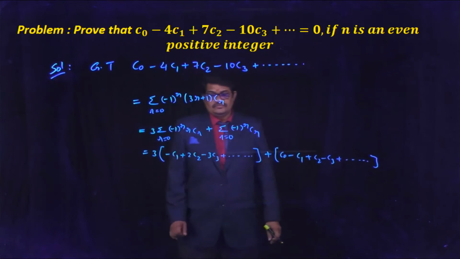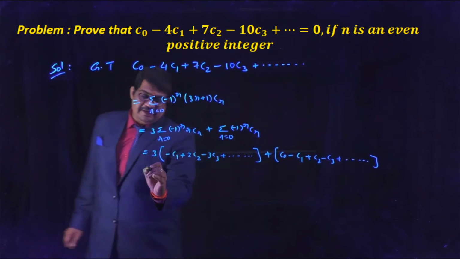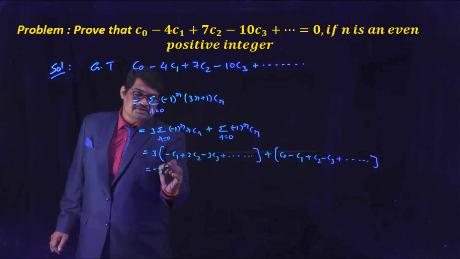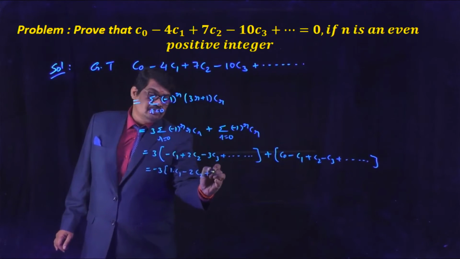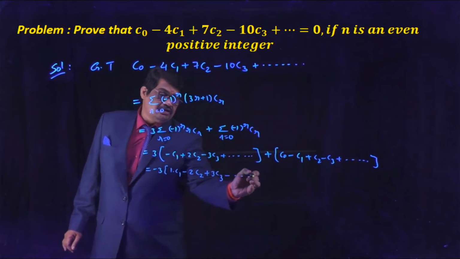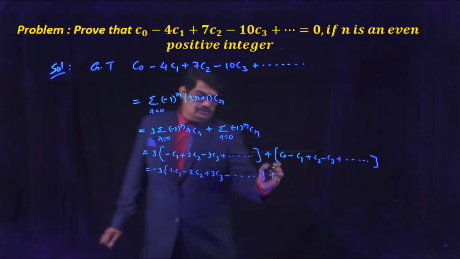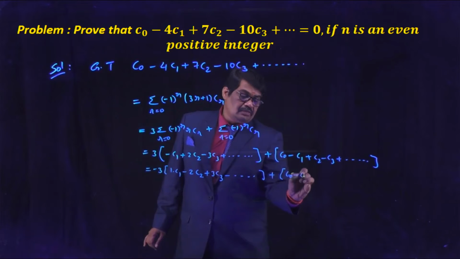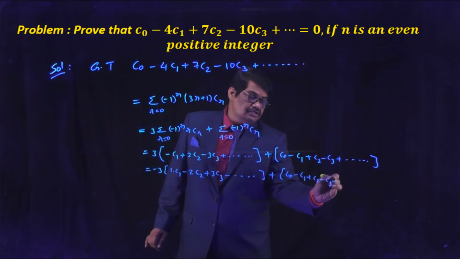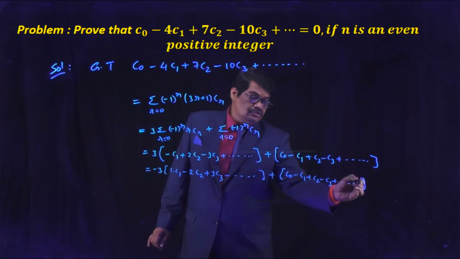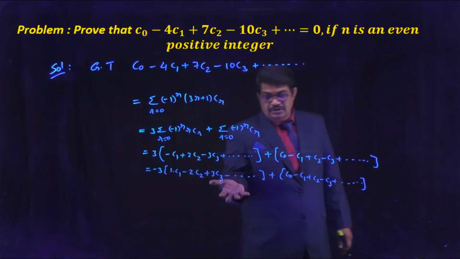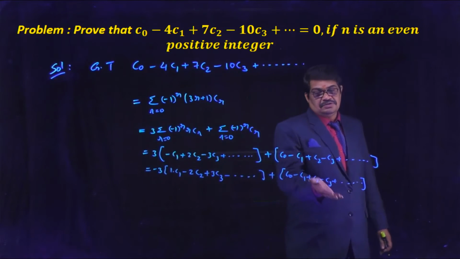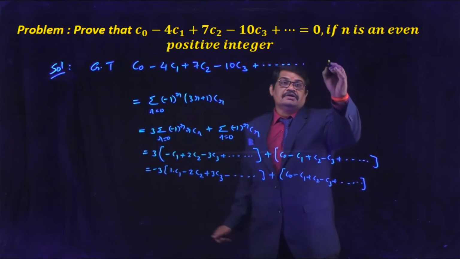So here minus is common. Then 1 into C1 minus 2 into C2 plus 3 into C3 and so on. These are the two series: C0 minus C1 plus C2 minus C3 and so on. We have already discussed these. This term is 0 and this term is also 0. Once again I am recalling this.